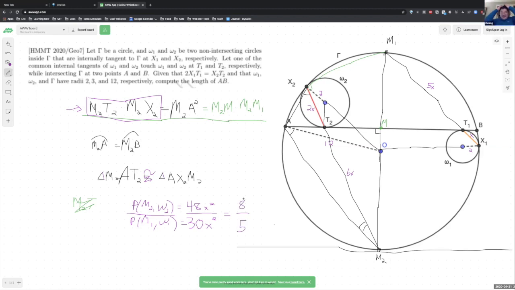Yeah. Okay, yeah. So now we can use this equality right here, the M2, this one right here, which is very nice. So we can also compute this ratio another way. This ratio is M2M times M2M1.